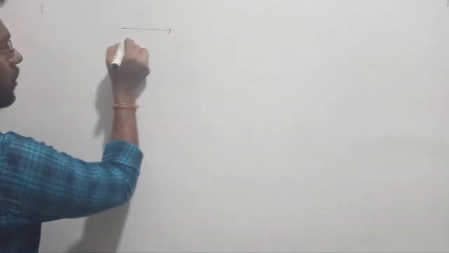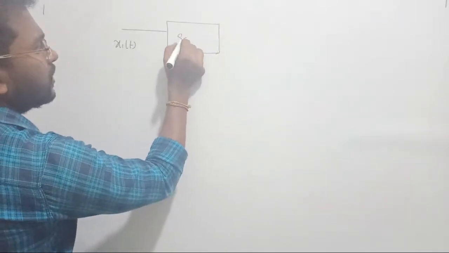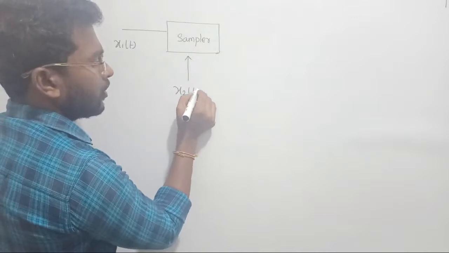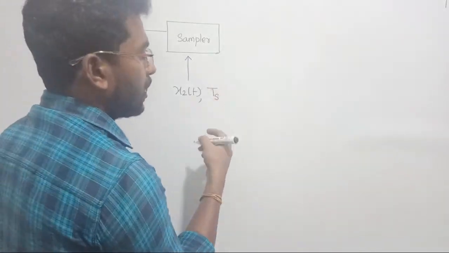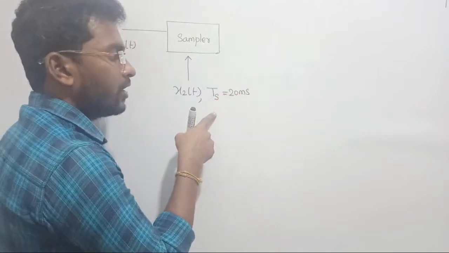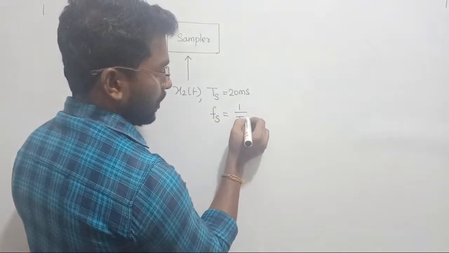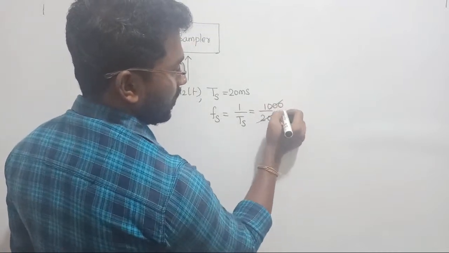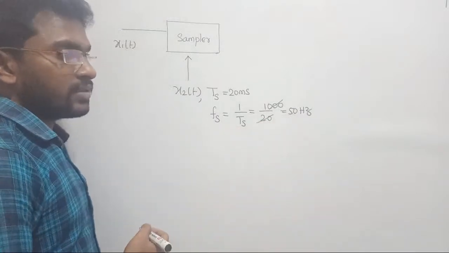Let's take the whole diagram. We take a signal at the input, x of t, and pass it through the sampler, along with one more impulse train. In this impulse train we defined the sampling time period, the sampling interval, which is given as 20 milliseconds. So we can define the sampling frequency fs as 1 by Ts, that is 1 by 20 milli, which becomes 1000 by 20, that is 50 hertz. So the sampling frequency is 50 hertz.